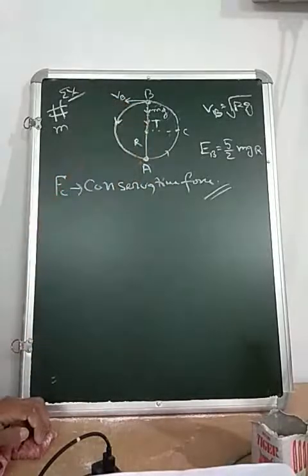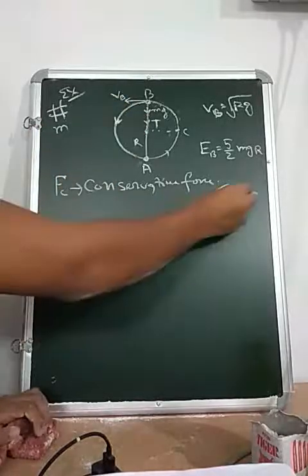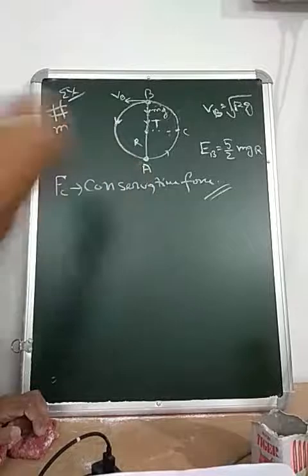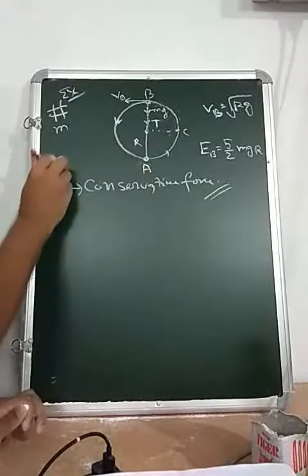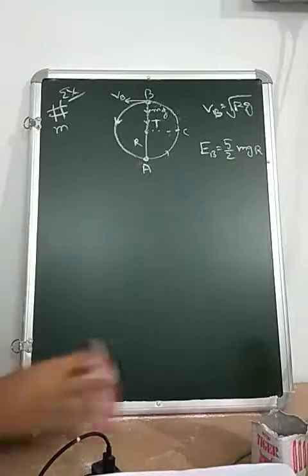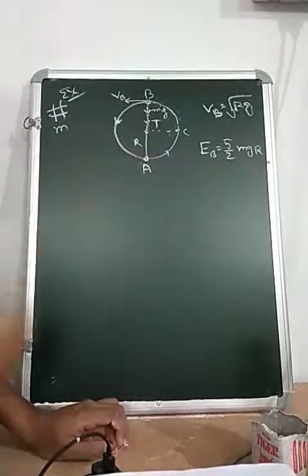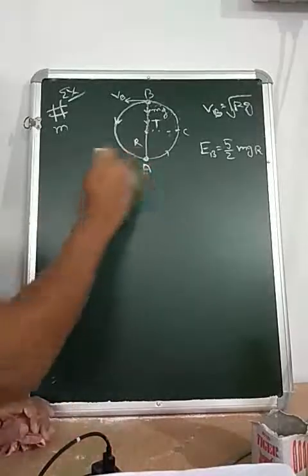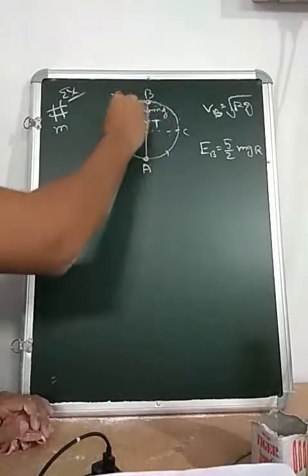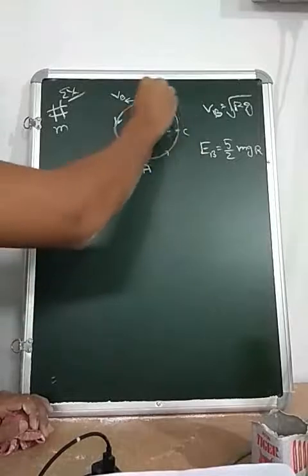When the work done by a force is conservative, then what happens? The total energy of the system remains constant. Total energy of the system will remain constant if the work done by the force is conservative. So see this conservative force. What happens? The total energy of this body of mass m will remain constant at any point.